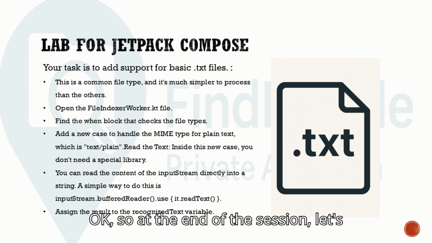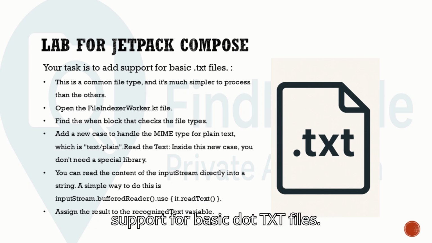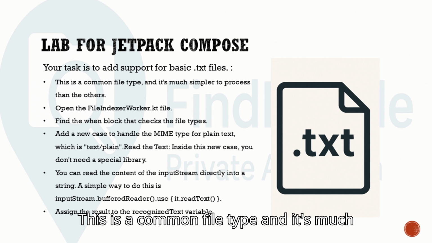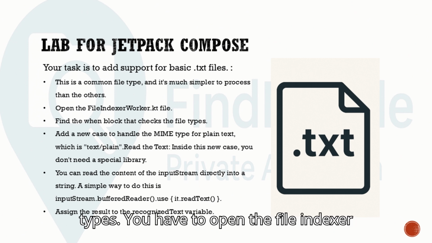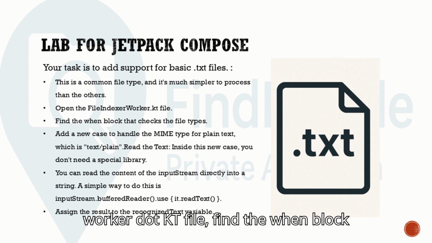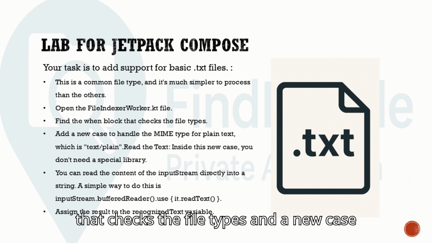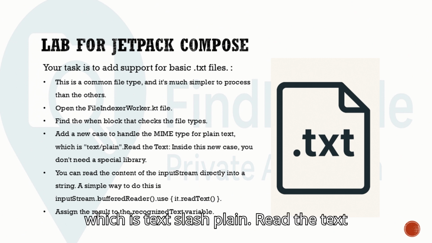Okay. So at the end of the session, let's do a small project. Your task is to add support for basic .txt files. This is a common file type and it's much simpler to process than the other file types. You have to open the indexerworker.kt file, find the when block that checks the file types, and add a new case to handle the MIME type of plain text, which is text/plain.